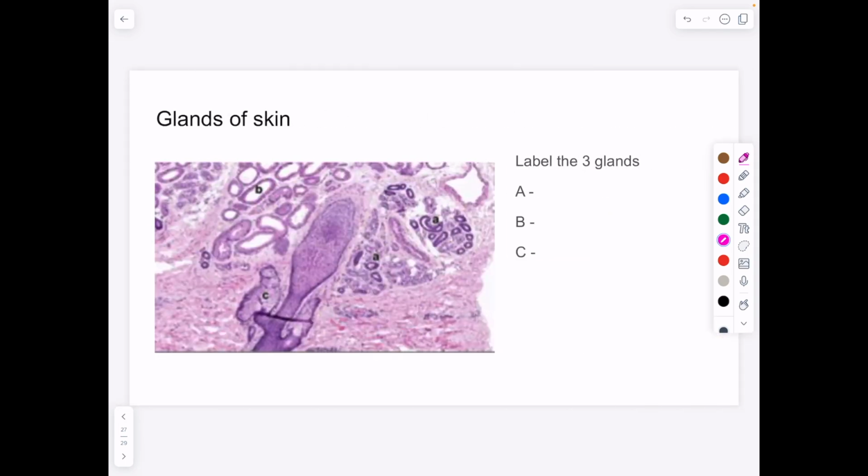All right, 3 glands. Well, this is not too bad. This one is a weird blob, and it's next to a hair follicle, so that tells us that this one is sebaceous. Then we have these guys over here with huge lumens, so that must be apocrine. And then, last but not least, this guy over here, with the dark parts being the ducts and the lighter parts being the secretory parts. Those are eccrine sweat glands.